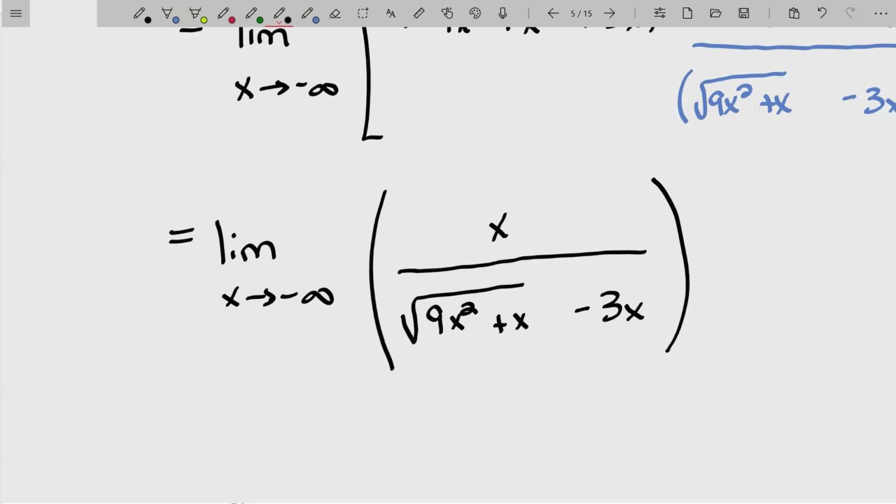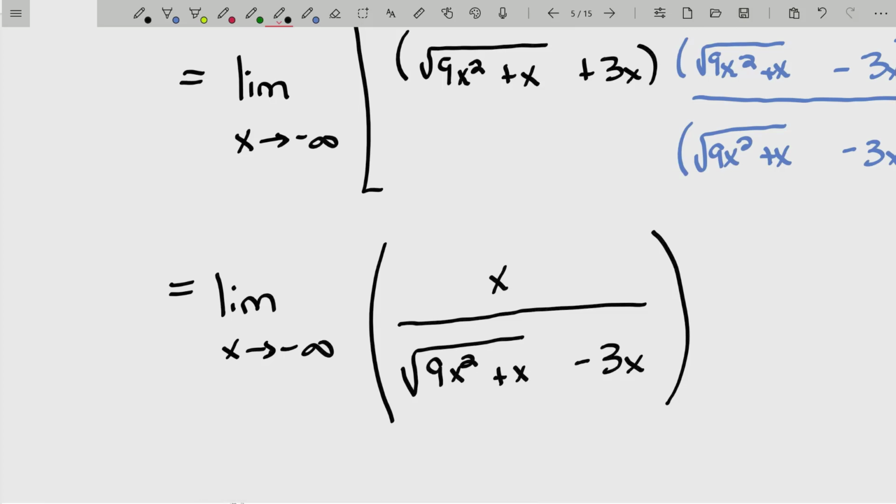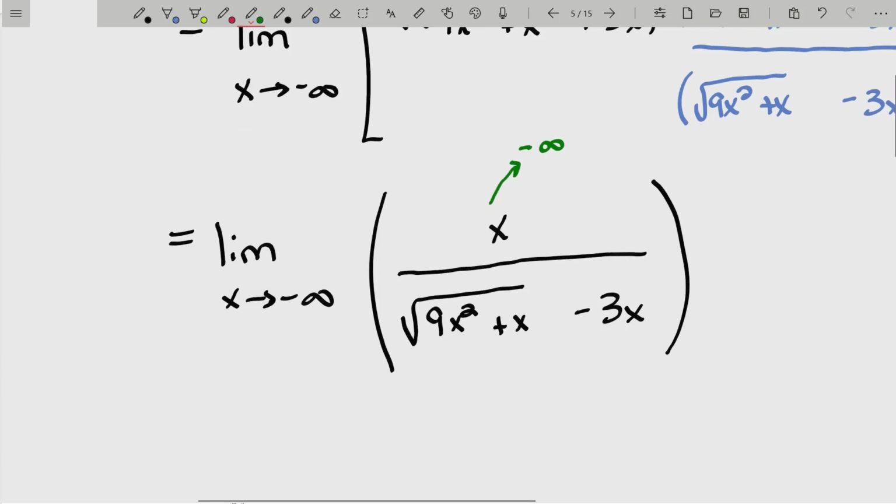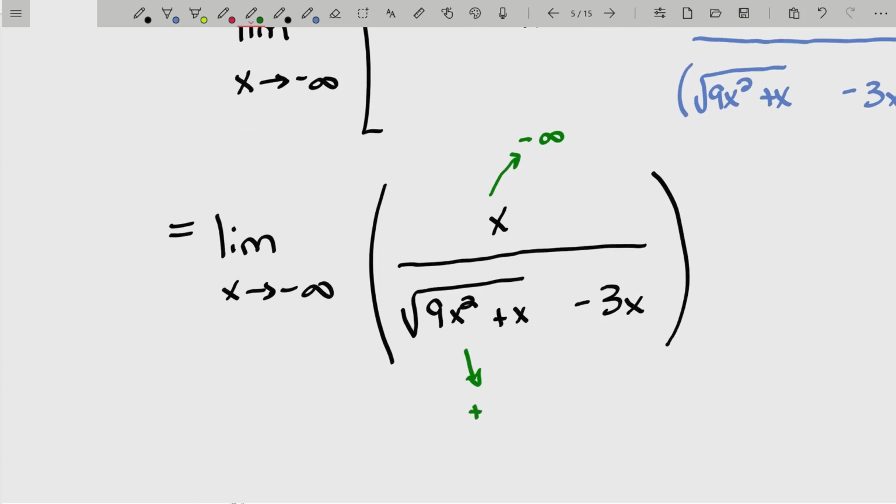So let's take a look at what we have right now. Notice, by the way, this is something that I always do. Every step of the way, once I've cleaned things up, I then recheck. What are things doing? Well, that's approaching negative infinity because x is approaching negative infinity. This is approaching positive infinity because that's what we said it was approaching earlier. And this minus 3x, so this piece right here, is approaching minus 3 times negative infinity, or positive infinity.